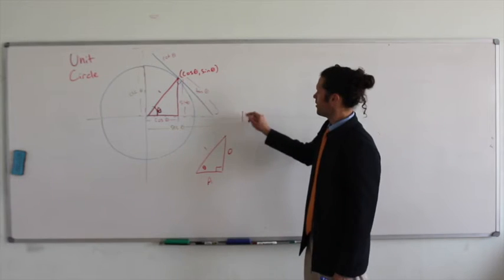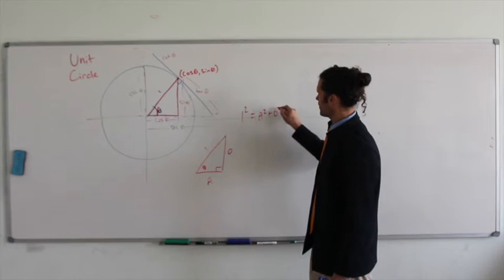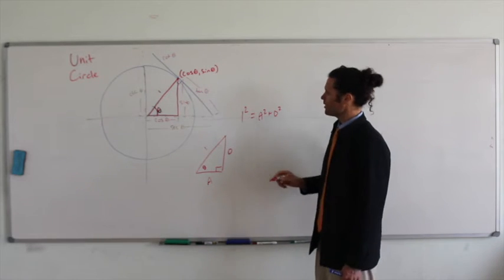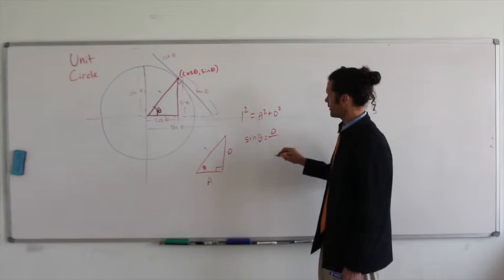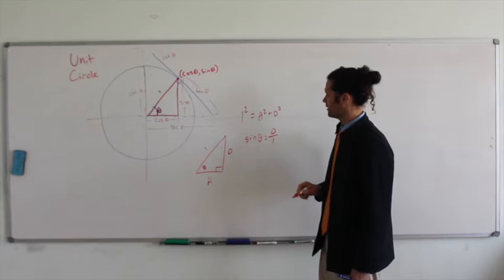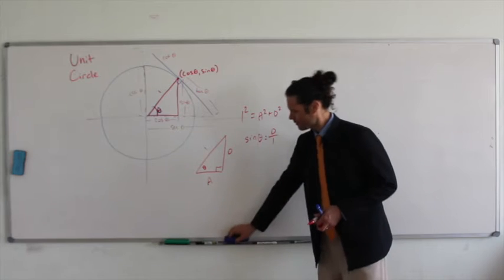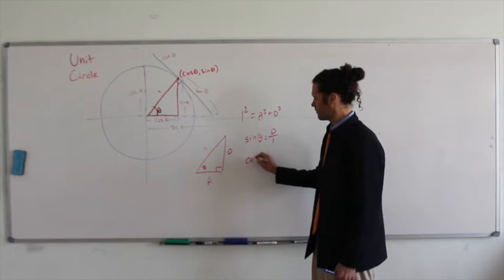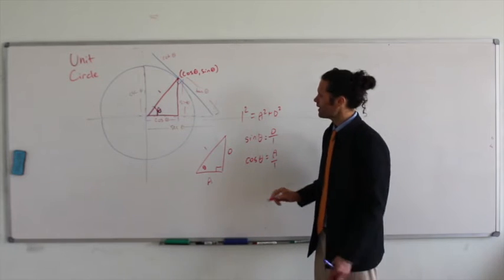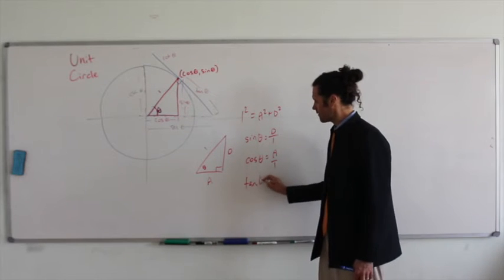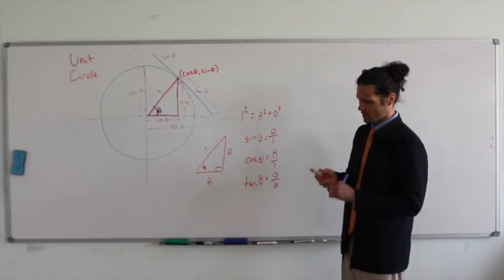Right? And we know that 1 squared, or 1, is equal to a squared plus o squared. We should also know that sine theta is the opposite over the hypotenuse, or the opposite over 1. Right? We know that cosine theta is the adjacent over the hypotenuse, or a over 1, or a. And then the tangent theta is equal to the opposite over the adjacent.